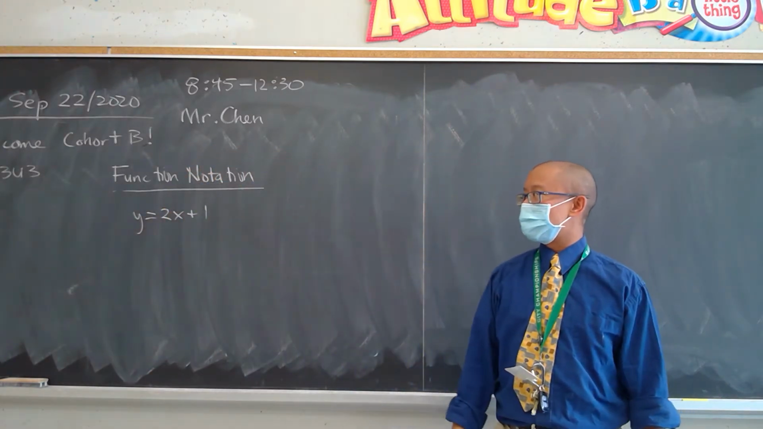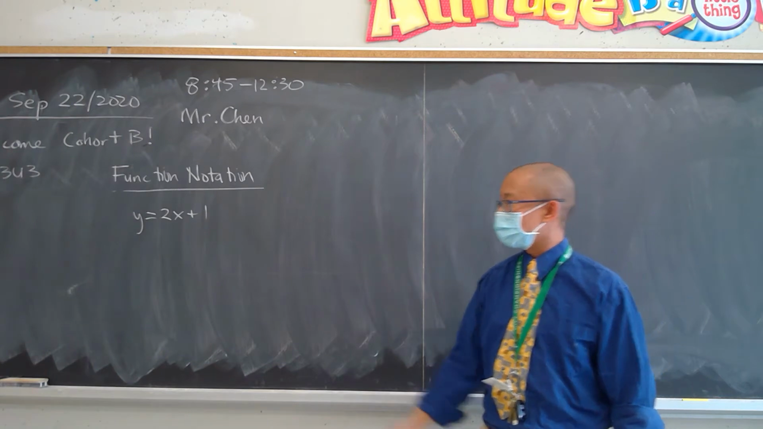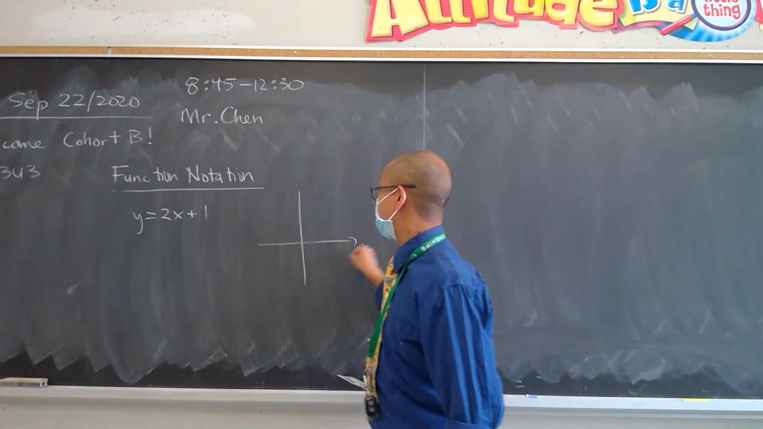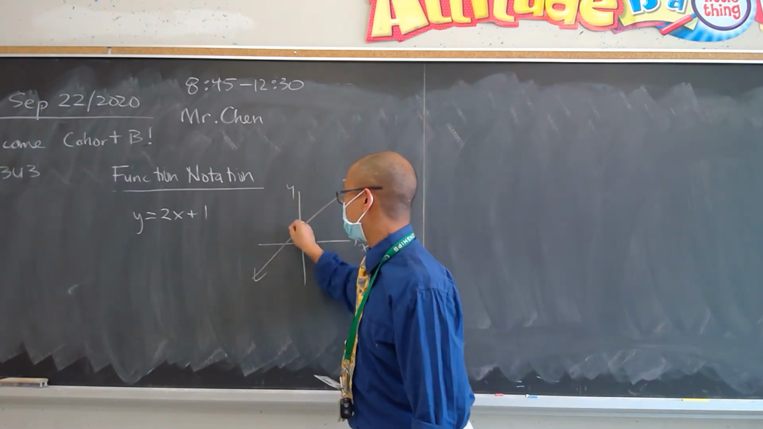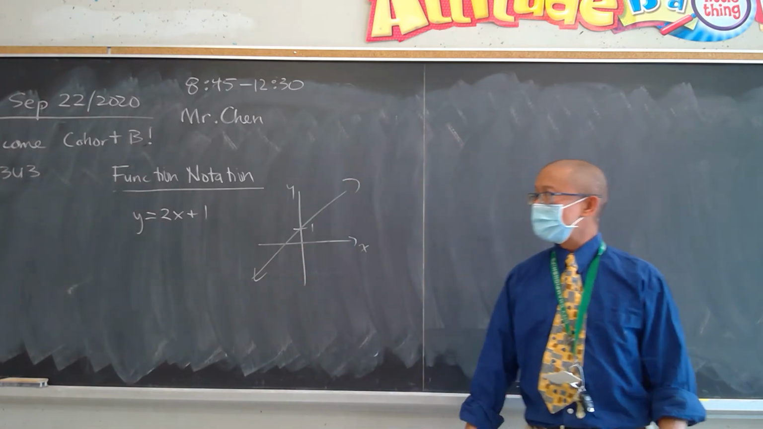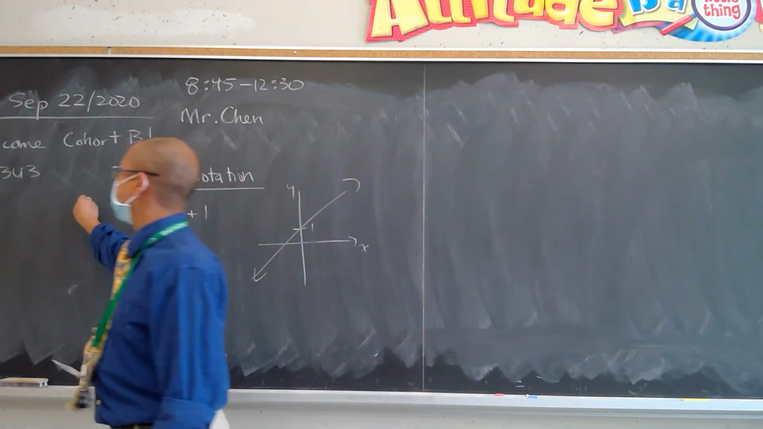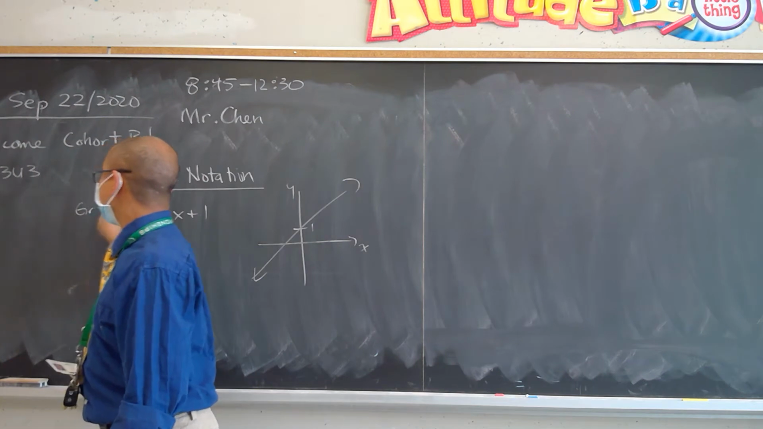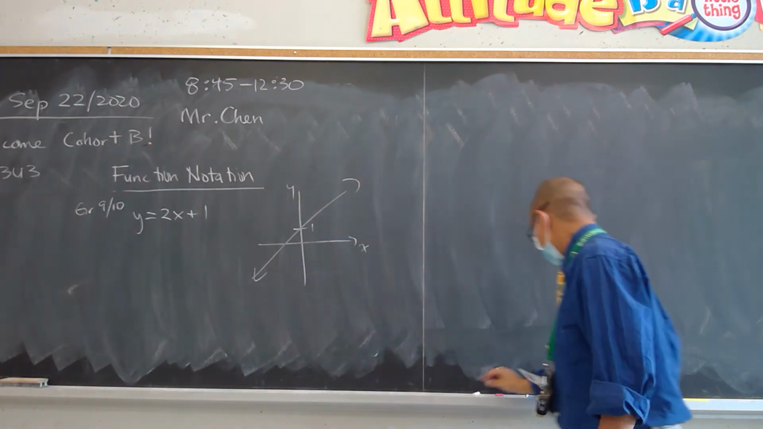Notice I gave it an example, y equals mx plus b, y equals 2x plus 1. The graph looks like something like this. And this is in grade 9 and grade 10, right? How do we remember it? So what is function notation?